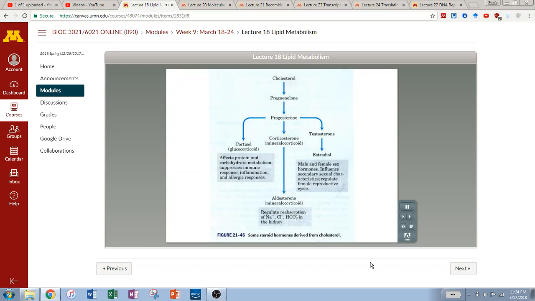Here we see some of the good guy features of cholesterol. It's a necessary precursor of steroid hormones, including progesterone, testosterone, and estradiol.